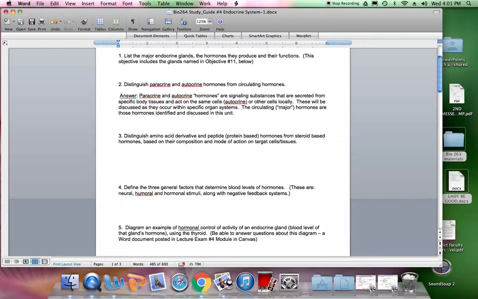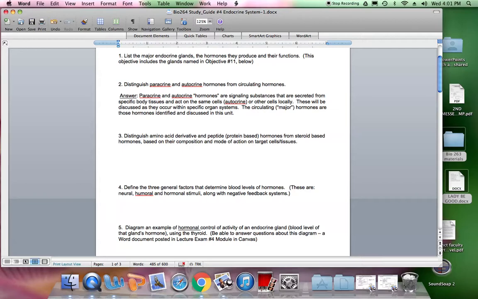So the first messenger would be the hormone traveling throughout the bloodstream, binds to the target cell, and then there are a lot of chemical reactions at the level of the cell membrane or the plasma membrane that will actually cause that second messenger to pass on the signal to the interior of the cell.